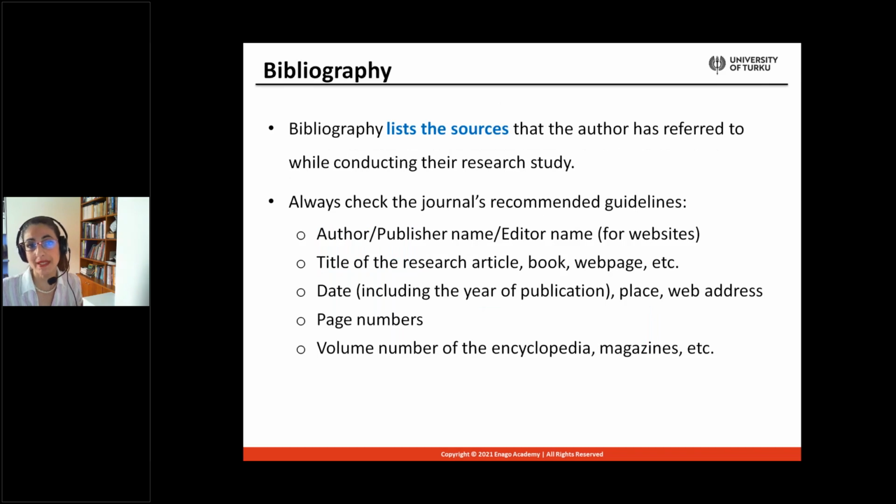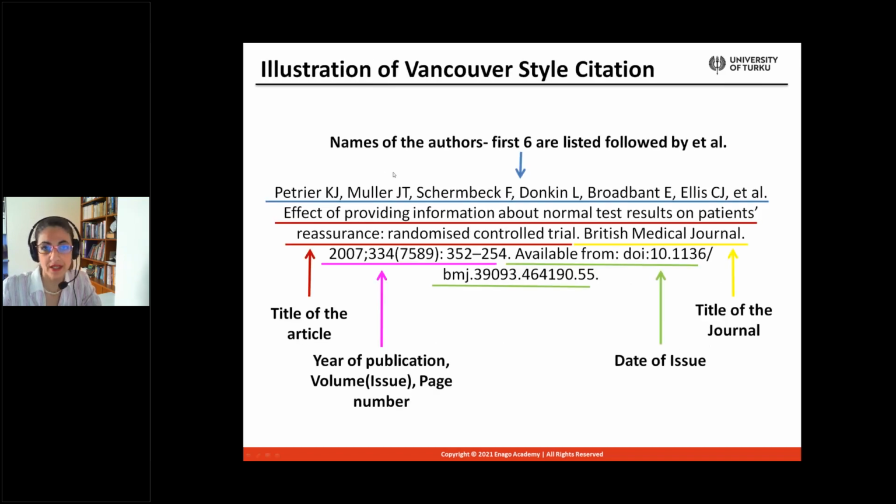And the same goes for the bibliography, which will appear at the end of your manuscript and will list all the sources that you used during the preparation of your manuscript. So usually in the bibliography, independently of the format, the information that needs to be there includes the author, publisher, editor name, the title of the article or book or web page, date, page numbers, volumes, etc. Now, how these are ordered in each one of the bibliographical mentions varies, again, as I mentioned, according to the requirements of the journal.